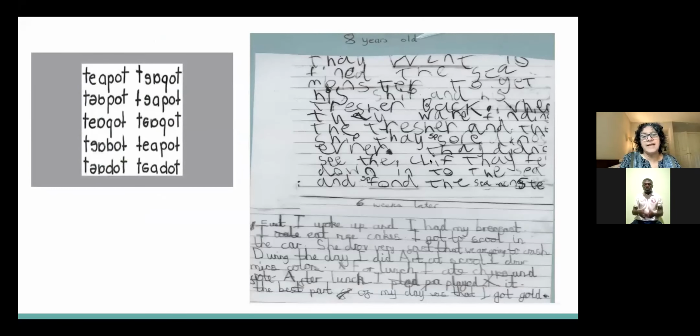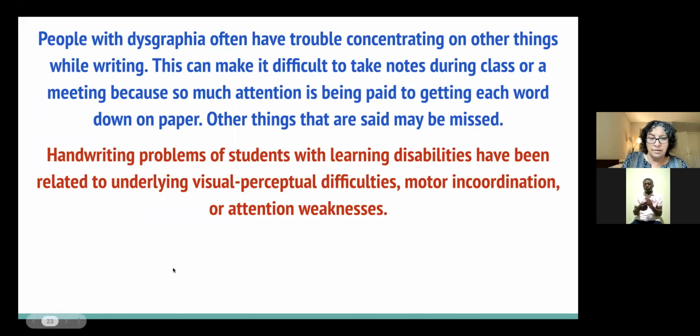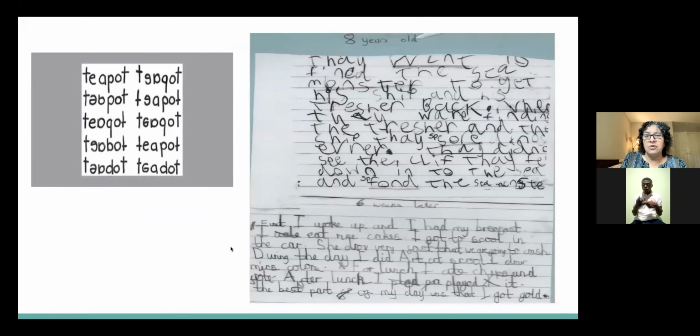So some of these samples for their writing. This sample on the right, okay, let me go back. Yeah, so if you can see the difference on my screen, I'm trying to see.